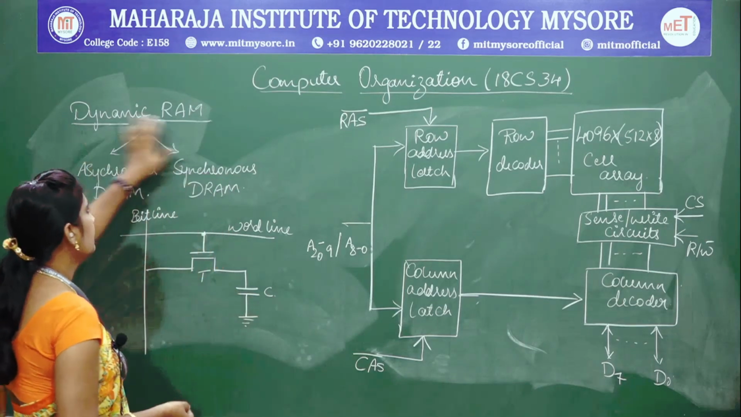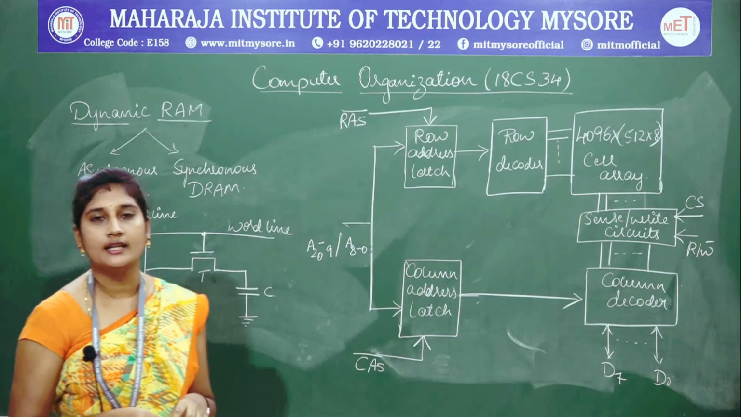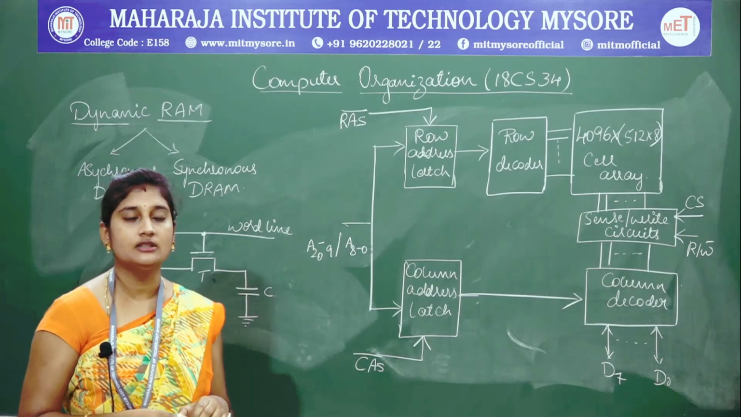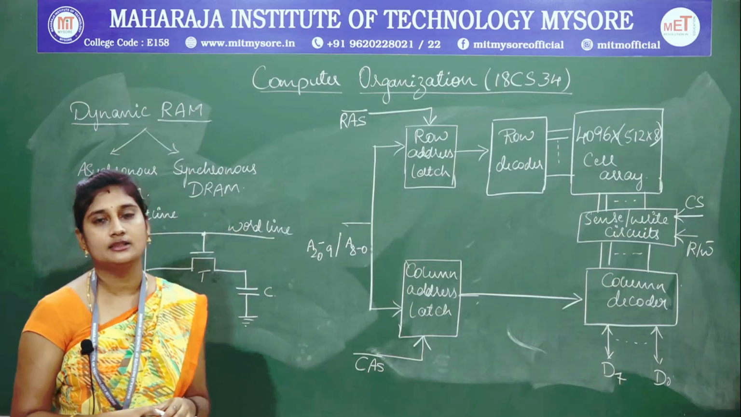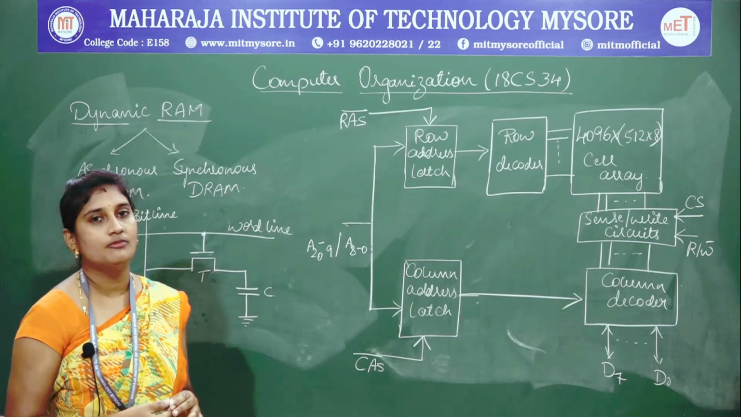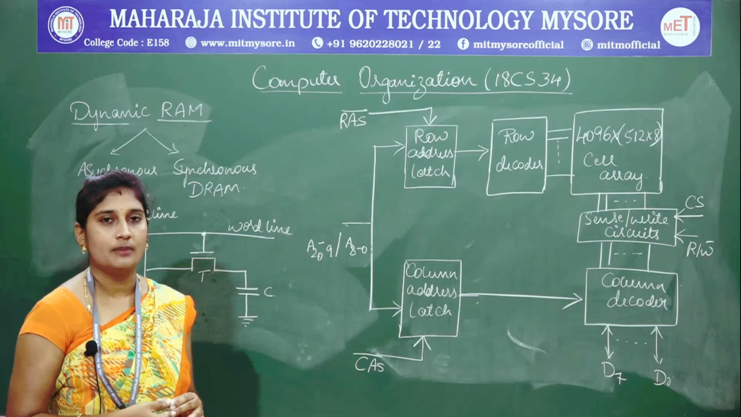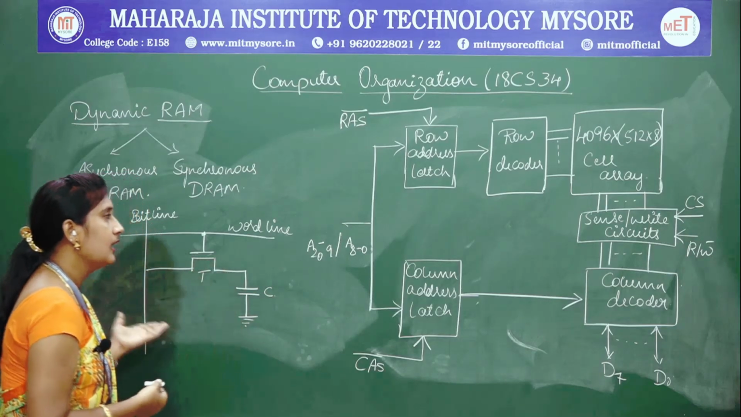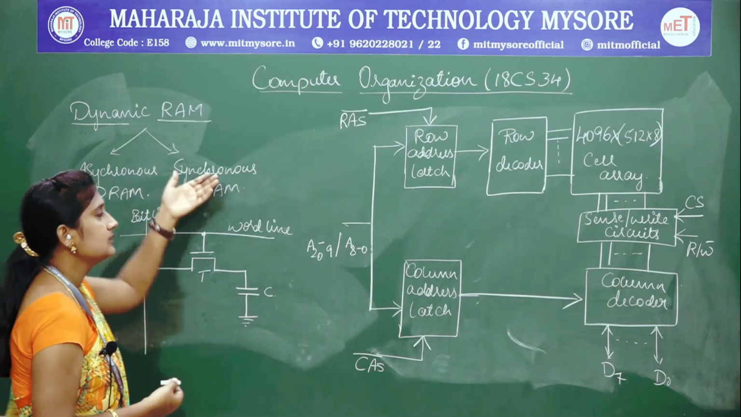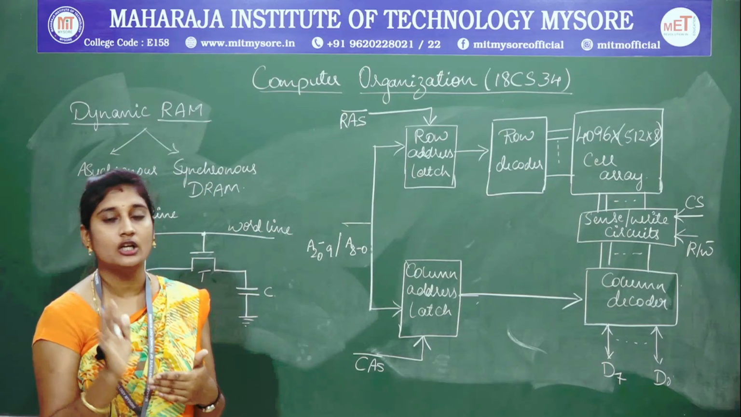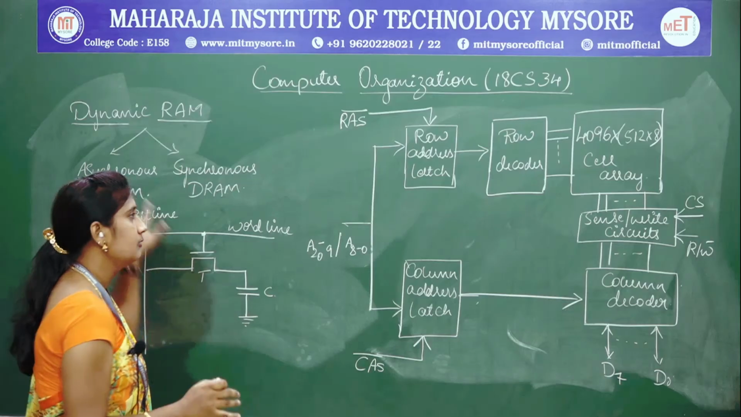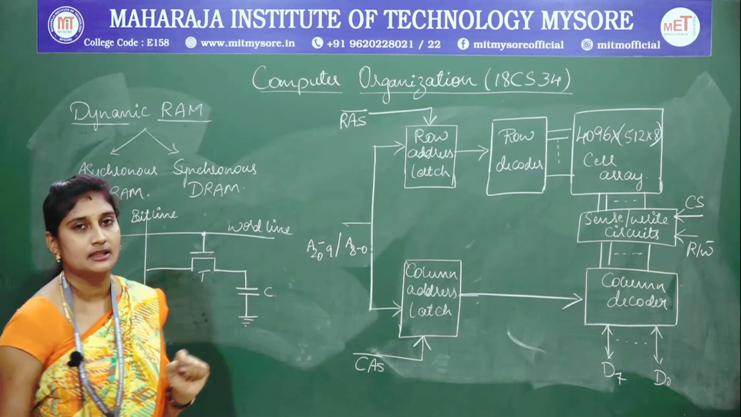dynamic RAM. So again, in dynamic RAM you have two variations, that is asynchronous DRAM and synchronous DRAM. First we shall look at the asynchronous DRAMs. So what do you mean by asynchronous? Asynchronous and synchronous differ in that synchronous operation is synchronized with the clock cycles. You should remember the difference between asynchronous and synchronous.